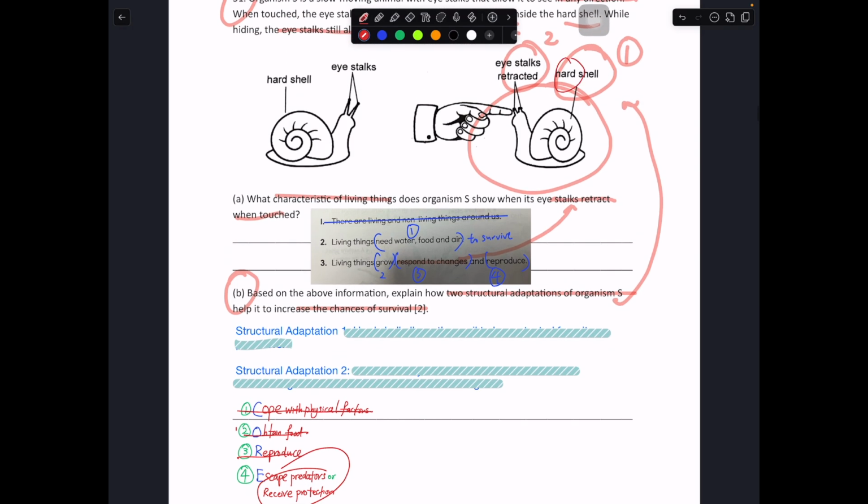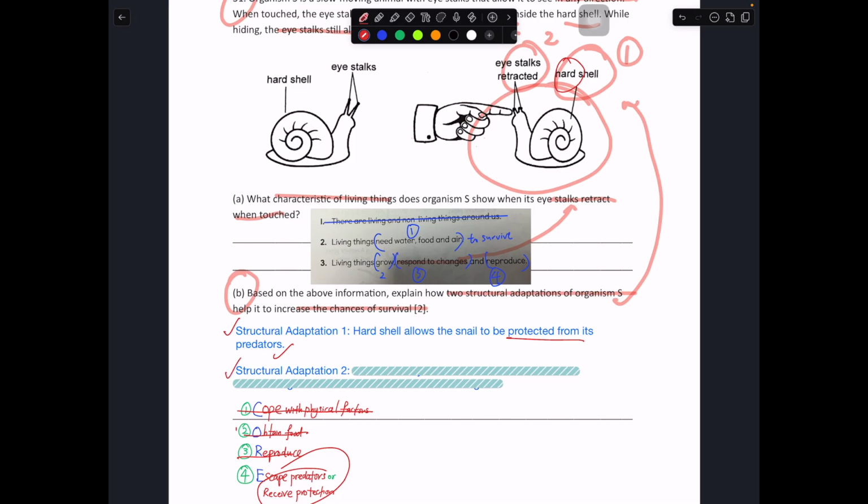Hard shell, right? By the word hard, probably when a predator wants to try to bite them, they cannot bite through it. So it receives protection against its predator. The hard shell allows the snails to be protected from its predator because it's hard. The predator probably cannot bite through. So this is a reasonable reasoning using this adaptation alone. Okay, it's a structural adaptation.